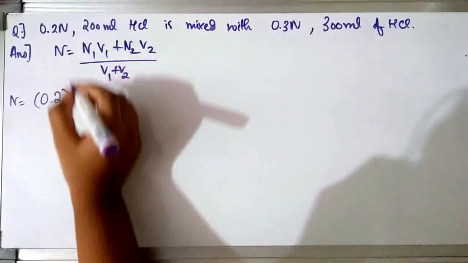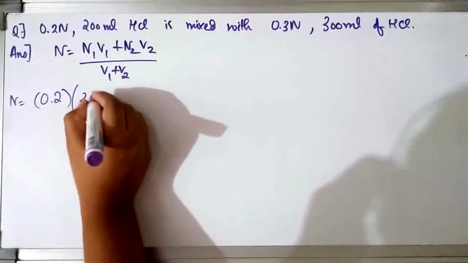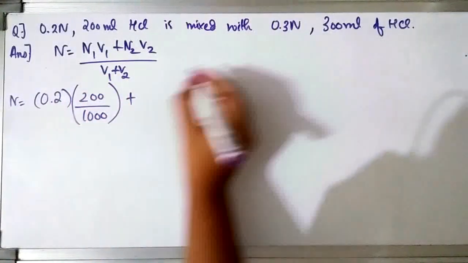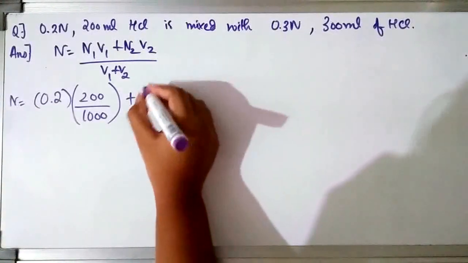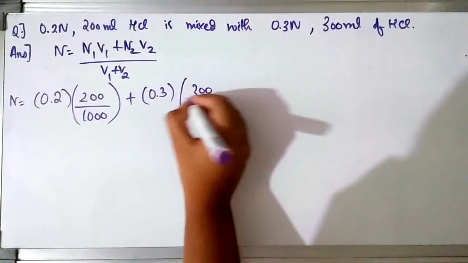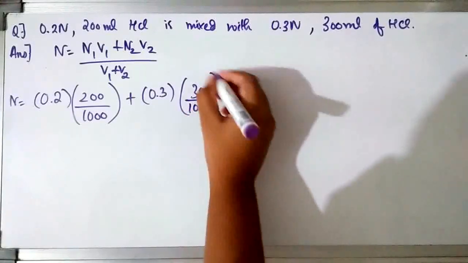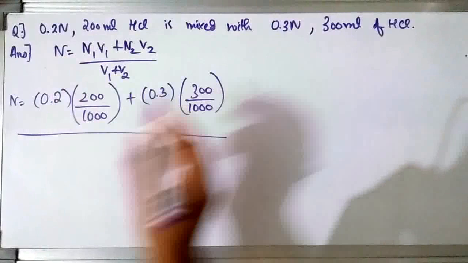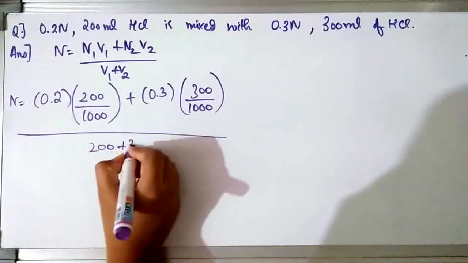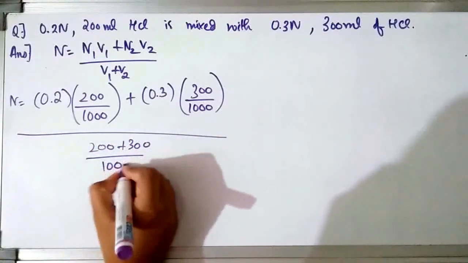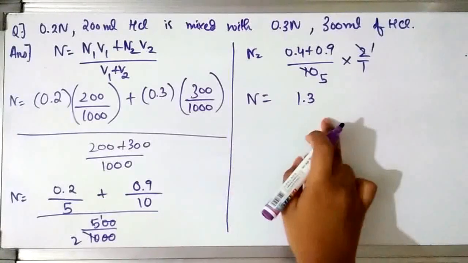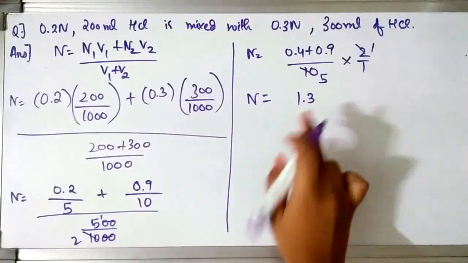So 0.2 into 200 by 1000 in liters, plus N2 which is 0.3 into 300 ml by 1000 in liters, and then the volume of both of them gets added up, right? So 200 plus 300 whole by 1000. When you further solve the question, the normality of the mixture comes out to be 1.3.